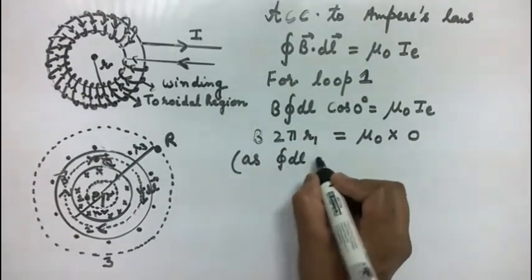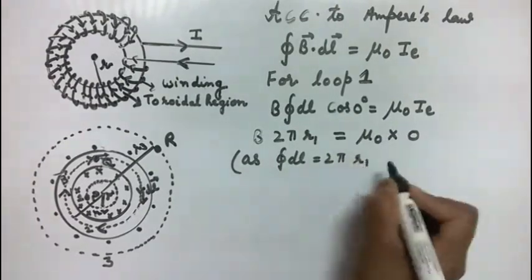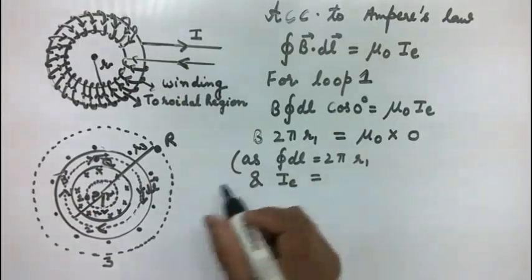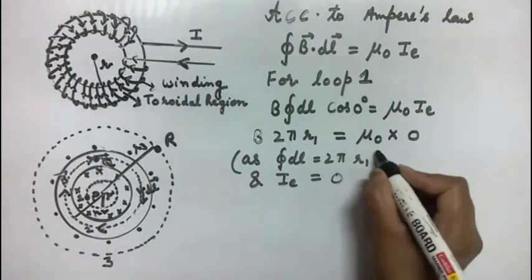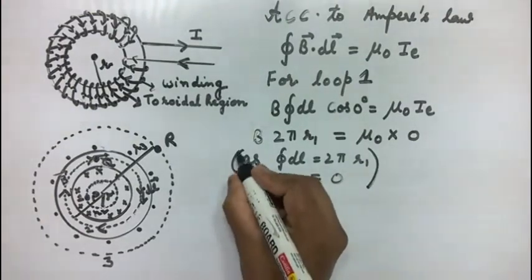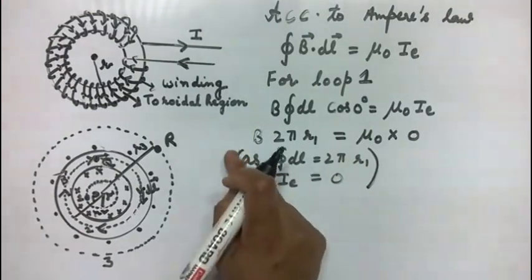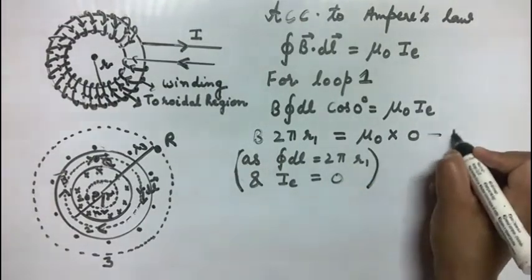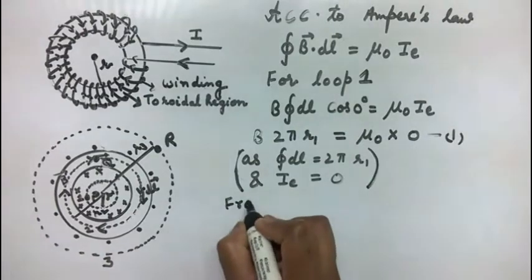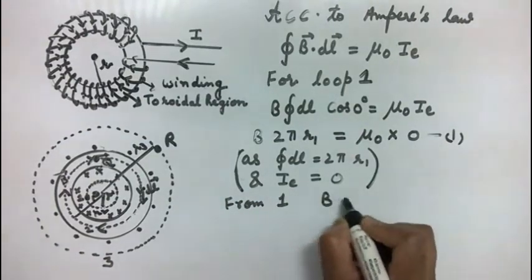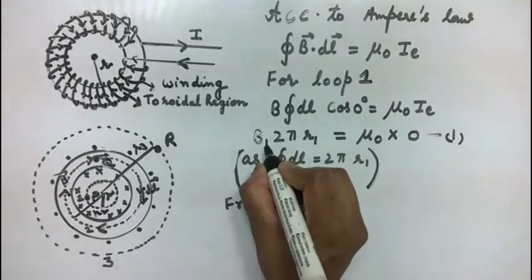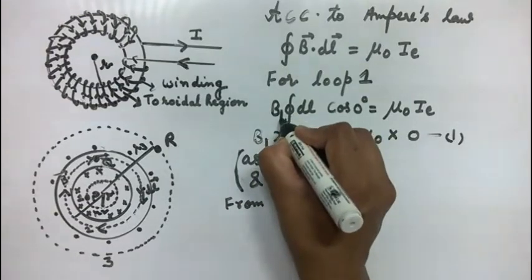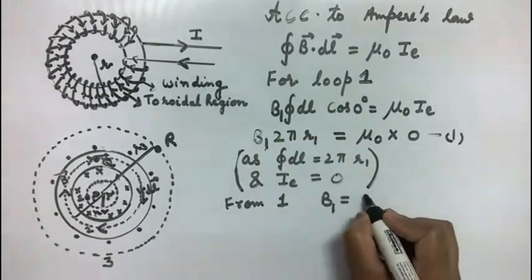So B times 2 pi r1 equals mu naught times I enclosed, and I enclosed within loop 1 is 0. There is no current flowing inside the toroid. Thus, the total current enclosed within this loop is 0. Therefore, the magnetic field, let it be B1, in loop 1 is equal to 0.